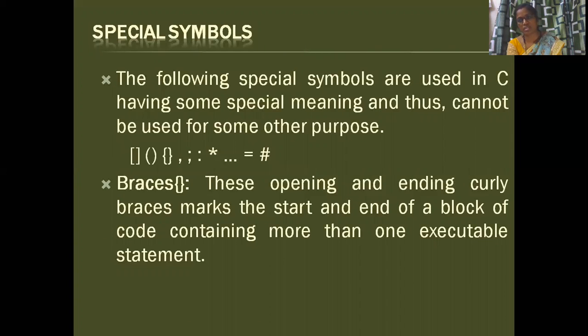Next are the special symbols. We use many symbols. A simple example is the semicolon. We use a semicolon at the end of every C statement. That means you end your C statement with a semicolon. That is mandatory. It is syntax. In the same way, we have very many special symbols available in our program. The following special symbols are used in C having special meaning, and they cannot be used for any other purpose. They are meant for something, so they have to be used for that reason.